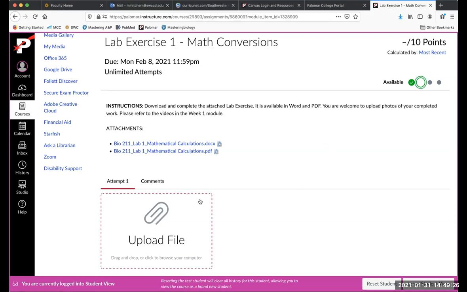Now, if it's easier for you, you can print your labs and write the answers and take a picture of it and upload that, that's perfectly fine. I'm pretty flexible in the format you give to me, as long as I can see that you've completed your work and that I can actually read it.